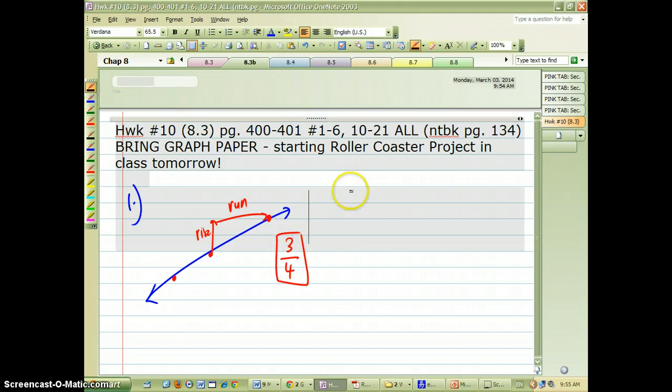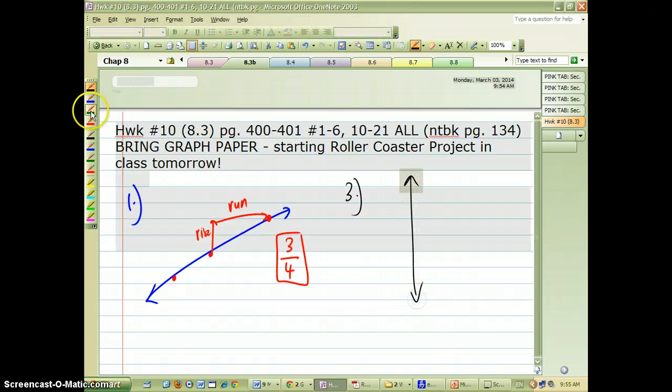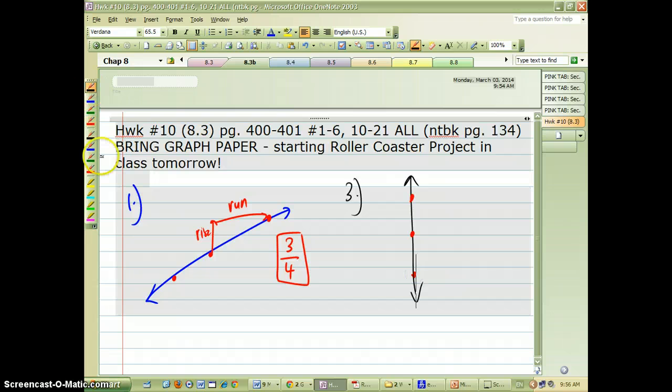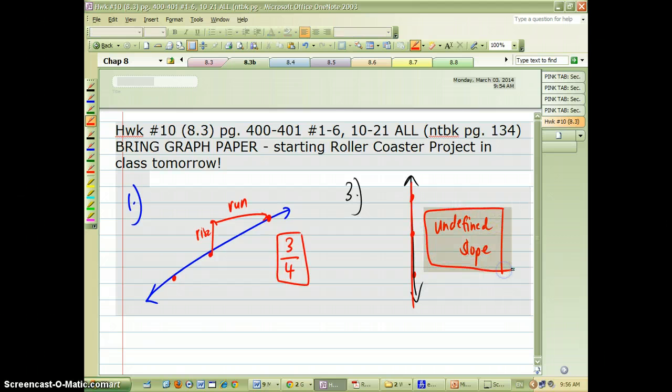Okay, let's skip over to number 3. This line that you're seeing is a straight up and down line. And the straight up and down line is simply just like the snowboarding man who's falling off the cliff. Cliffs are not good if we're going to go down them with our snowboard. So really that's just an undefined slope. So you can just write undefined slope for number 3.